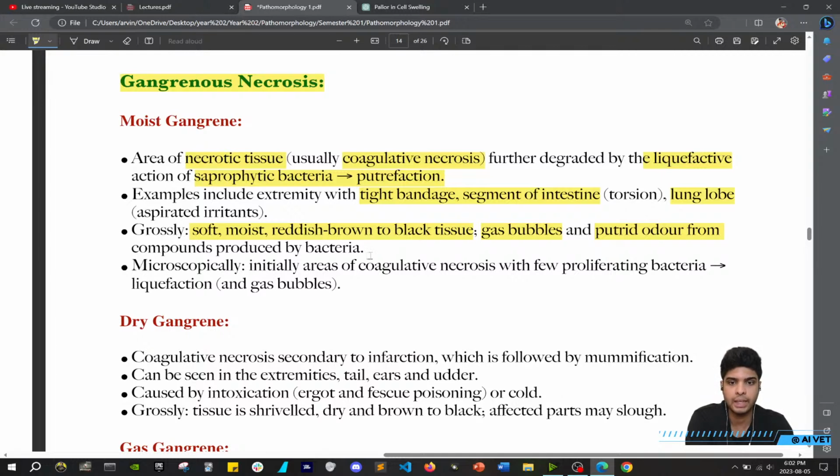Microscopically, initially there are areas of coagulative necrosis with few proliferating bacteria and liquefaction. You can see bacteria forming along with liquefaction and gas bubble formation. So it starts with coagulative necrosis, which causes the death of the cells, followed by liquefaction by the saprophytic bacteria, which causes putrefaction.